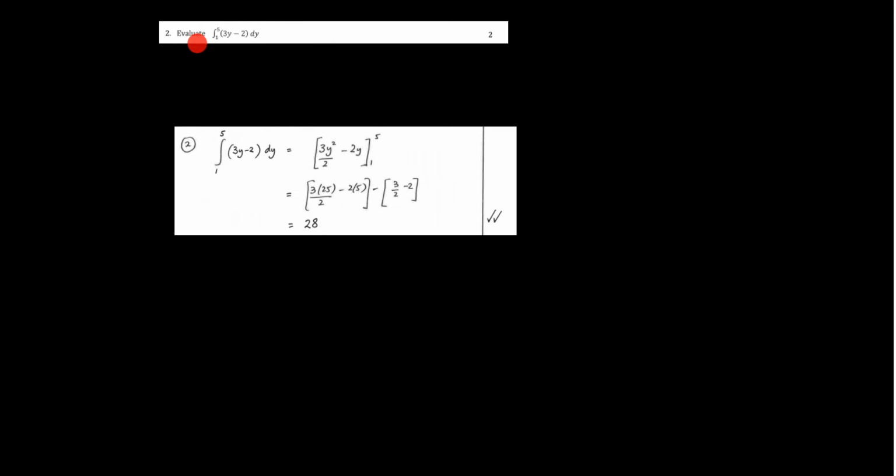We've got evaluate the integral of (3y minus 2) between 5 and 1, dy. So we integrate this between 5 and 1, sub in the 5, sub in the 1, subtract them obviously, and we get 28. It was 2 marks, and again you pretty much lost 1 mark for each error you made along the way.